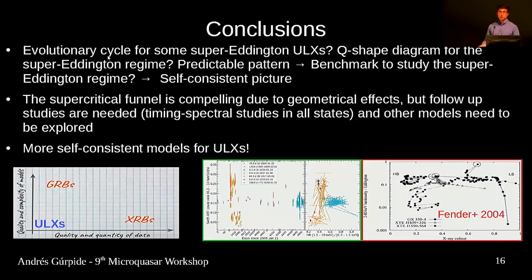All right, so I reached my conclusions. I hope I have convinced you that now that we know how these sources evolve, we know this pattern repeats, so perhaps it's time to think of how to explain these variations in a similar way as we do for the Q-shaped diagram. And I would like to bring up again this diagram Rob showed, to say that for ULXs we don't have quality data, we don't have good models, so we're really only touching the surface of this phenomenological behavior.